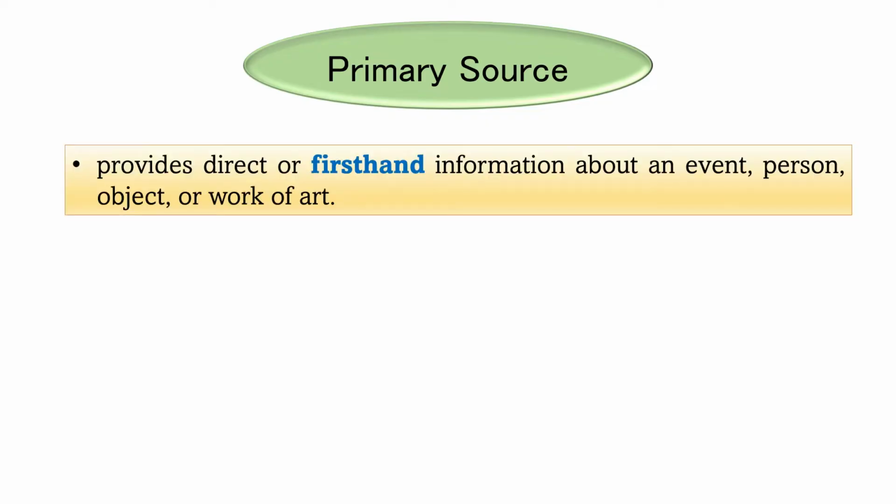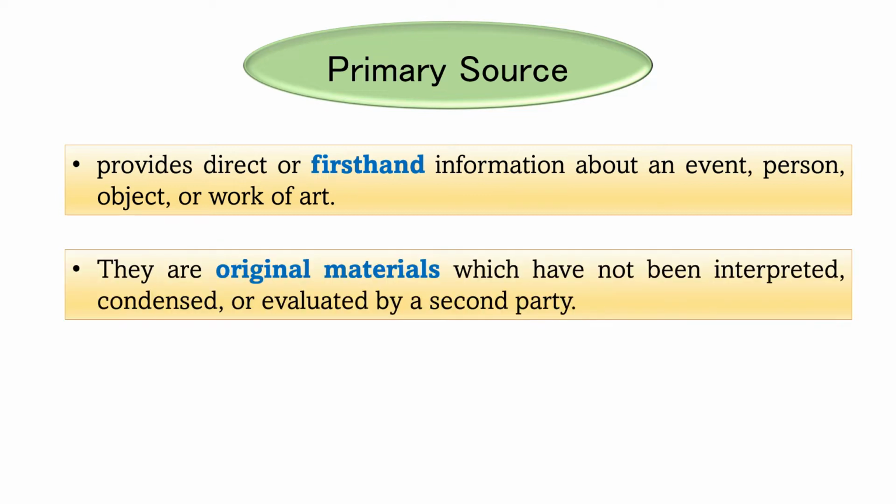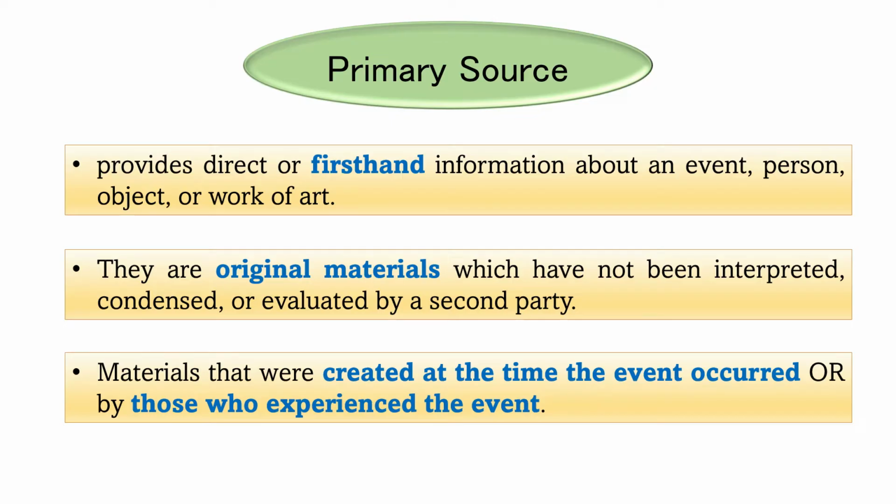A primary source of information provides direct or first-hand information about an event, person, object, or work of art. They are original materials which have not been interpreted, condensed, or evaluated by a second party. These are materials that were created at the time the event occurred or by those who experienced the event.